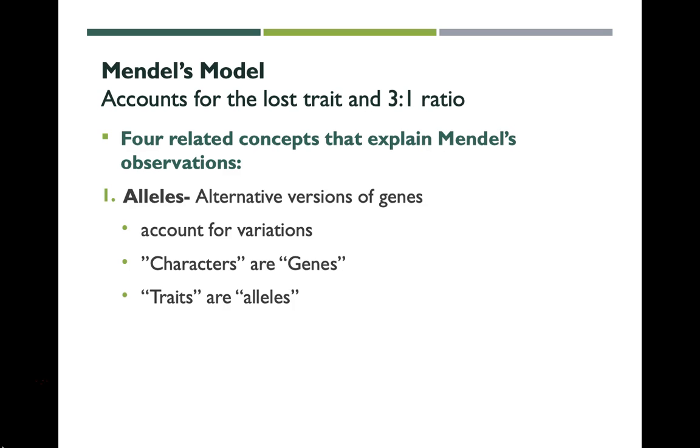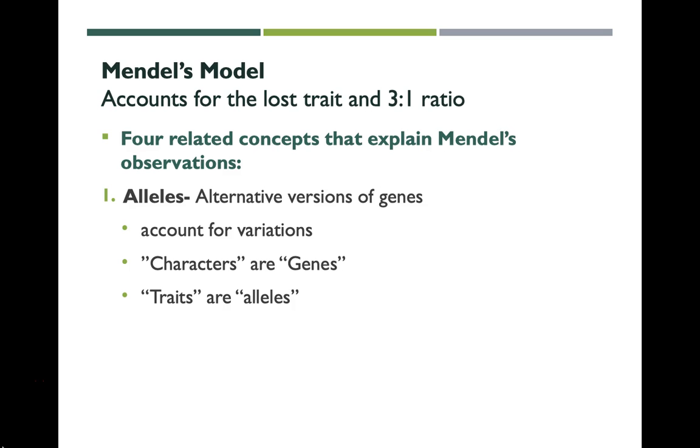So let's look at how this lost trait comes about and why we get this 3-to-1 ratio that Mendel saw for all of the 6 traits that he studied. Our book calls this Mendel's model, and it's 4 related concepts that help explain the observations that Mendel saw. First, we have a definition.